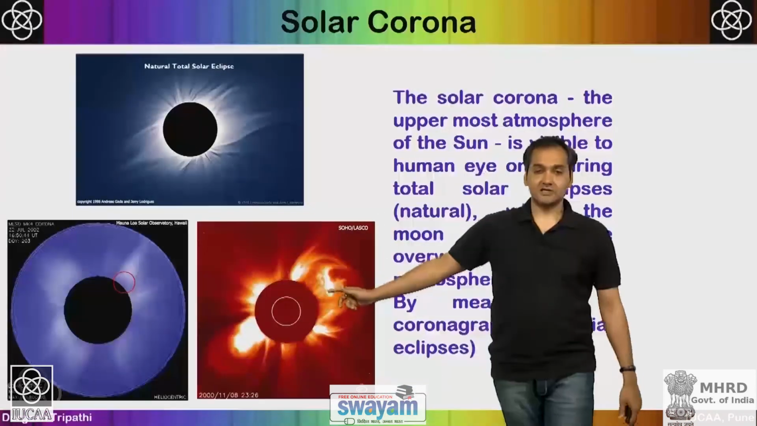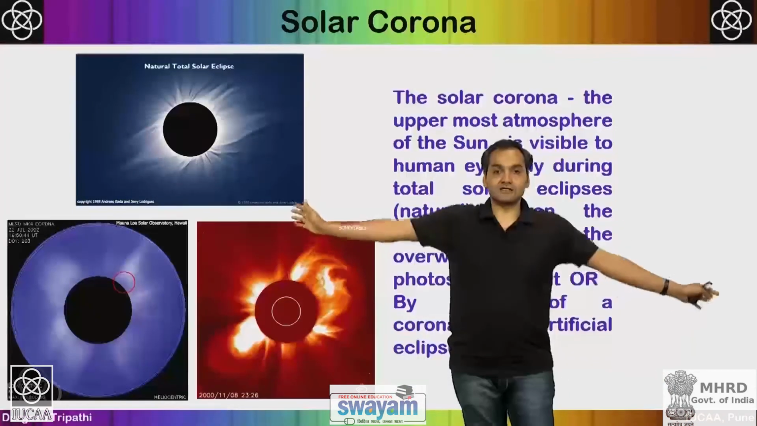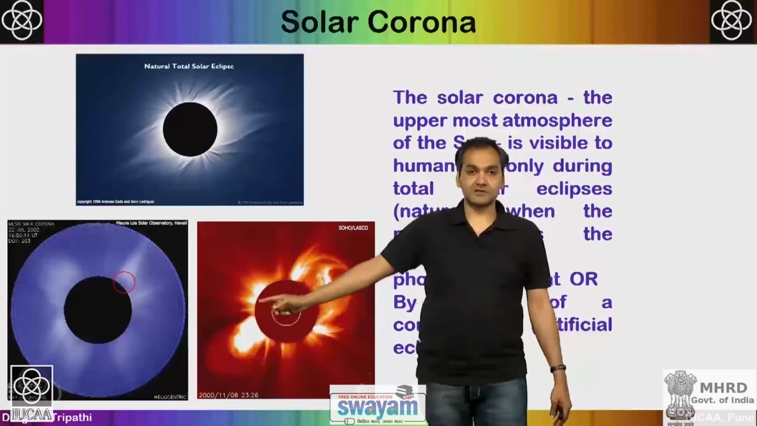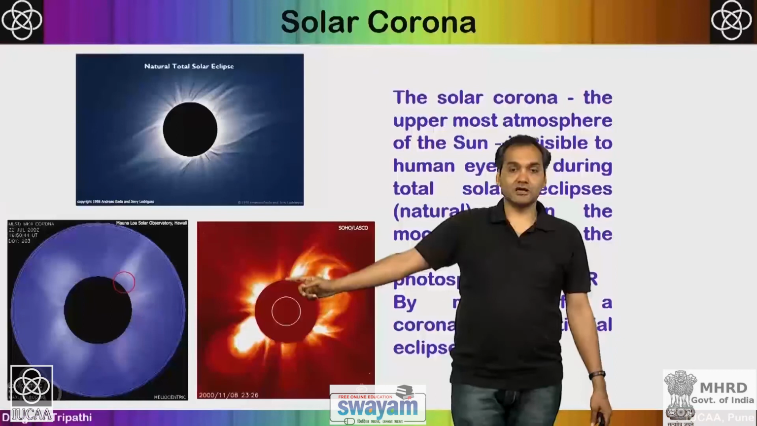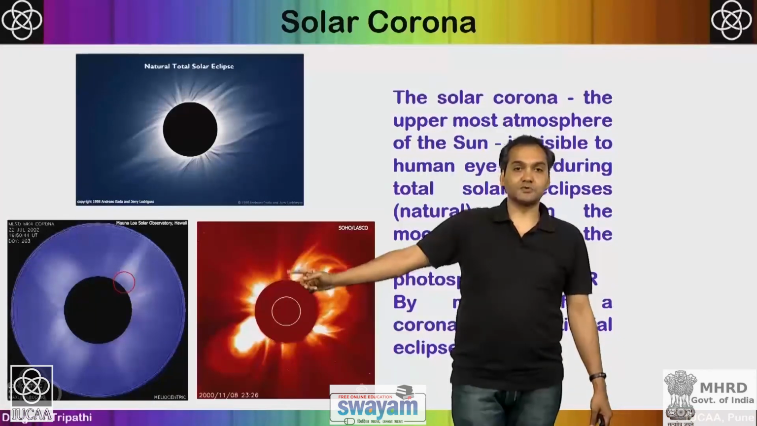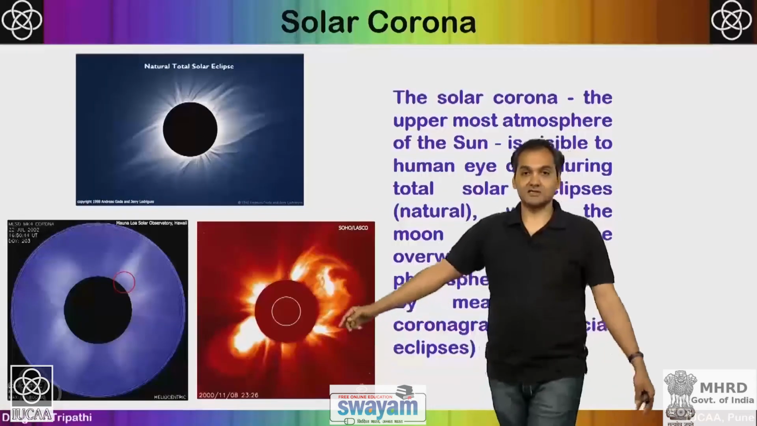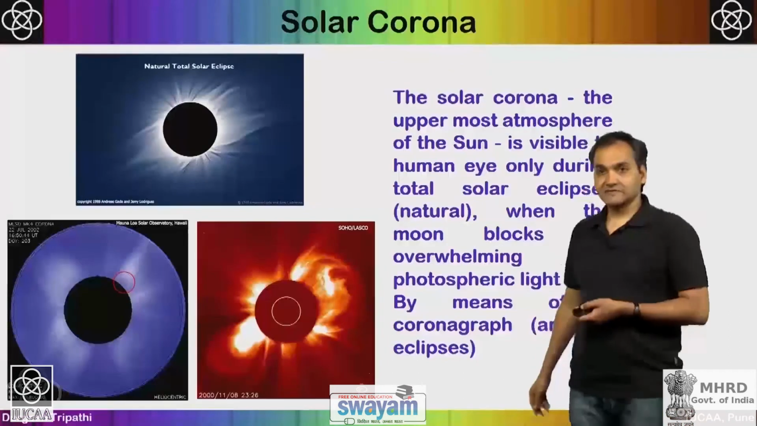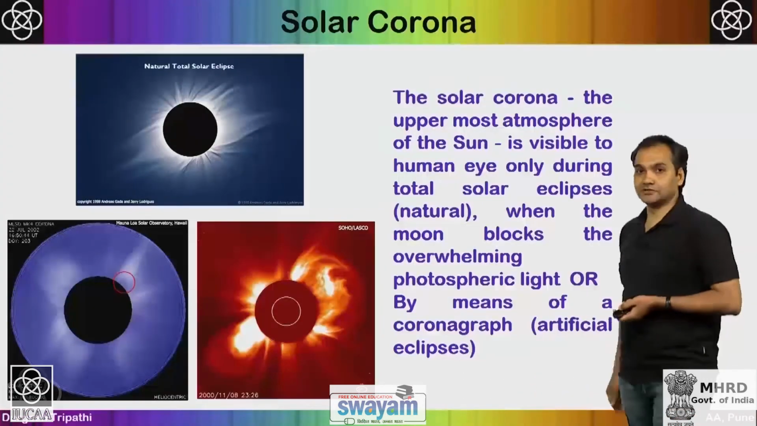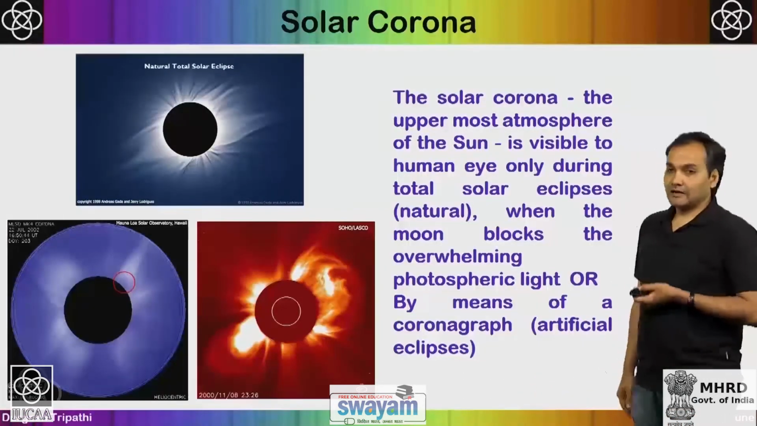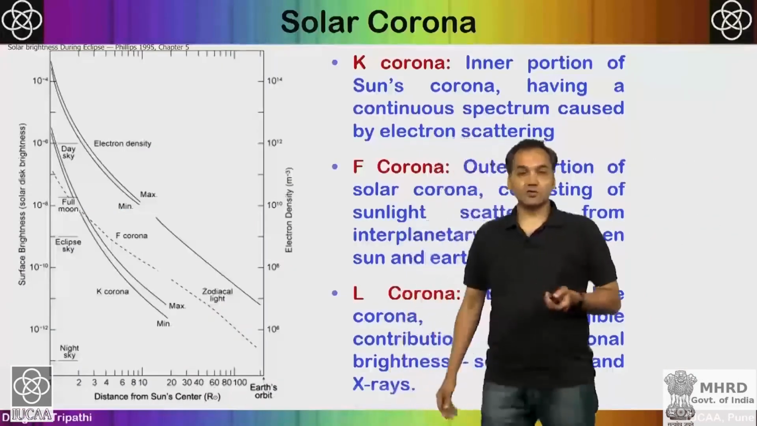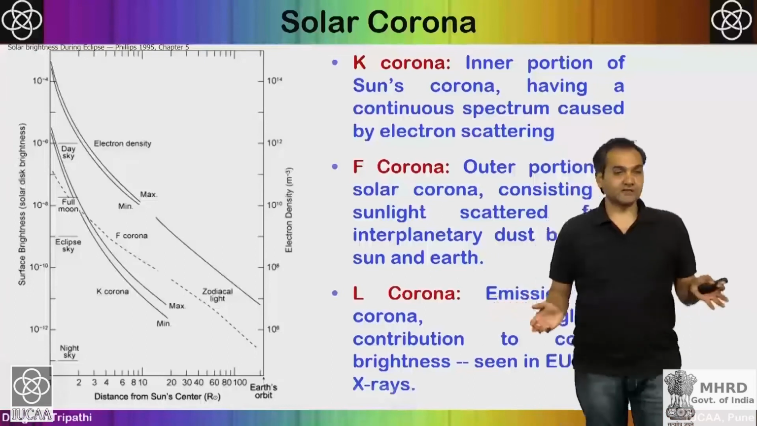In this one, to look at even larger structures, you have to block the intensity closer to the sun. So now you are blocking all the way till 2.5 solar radii, and you are observing from 2.5 to 6 solar radii, and you see all these structures protruding out. So, the solar corona, the uppermost atmosphere, is visible to the human eye only during eclipses or by means of artificial coronagraphs.